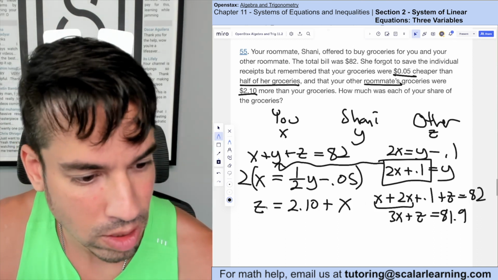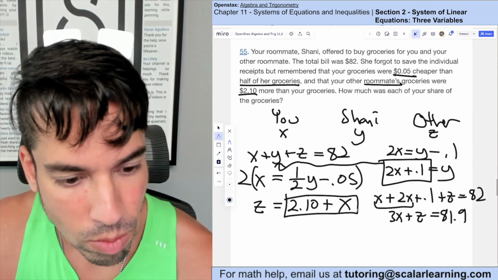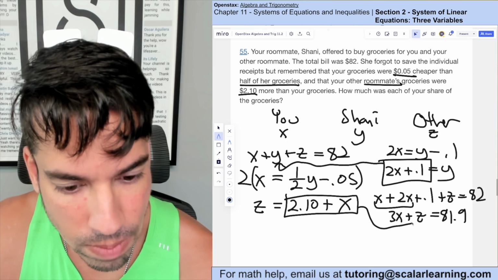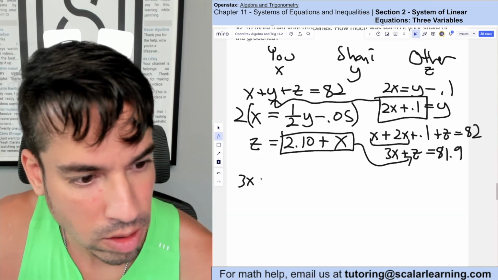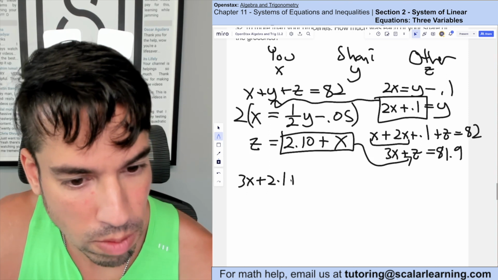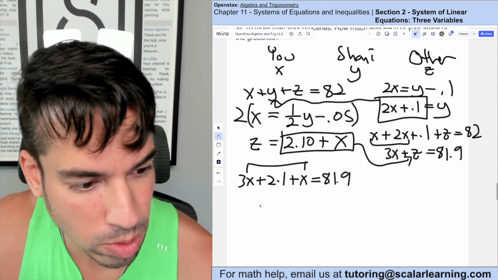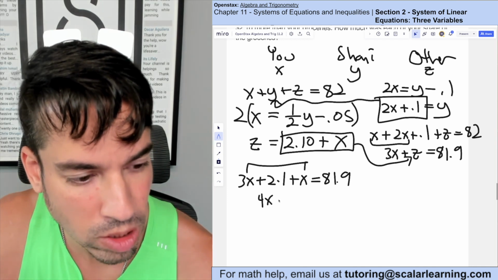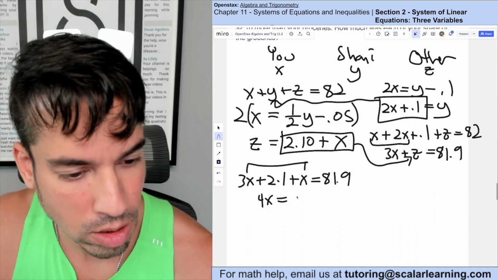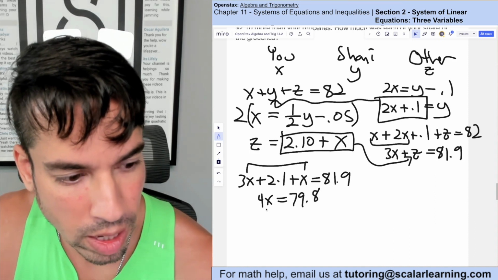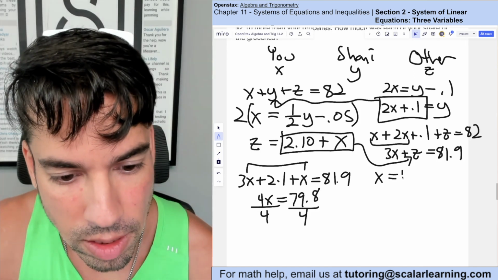We also have z is equal to 2.10 plus x. Well, that's prime for substitution, right? Now I can plug this in for z, and we can solve for x. So just to make a little room, now we've got 3x plus 2.1 plus x again is equal to 81.9. Combine like terms: 3x plus x is 4x, and subtracting both sides by 2.1, we get 79.8. Divide both sides by 4, and that's going to be 19.95.